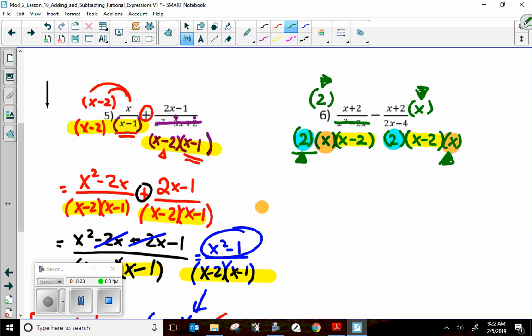But look at my bottoms. 2x, x minus 2. 2x, x minus 2. And you can see it so much more clearly when you factor the bottom. So what I need to do with the tops now is I need to distribute. Bang, bang. I've got 2x plus 4 minus, oh my goodness, that minus applies to everything. So after I distribute my x, I also have to distribute the negative sign.